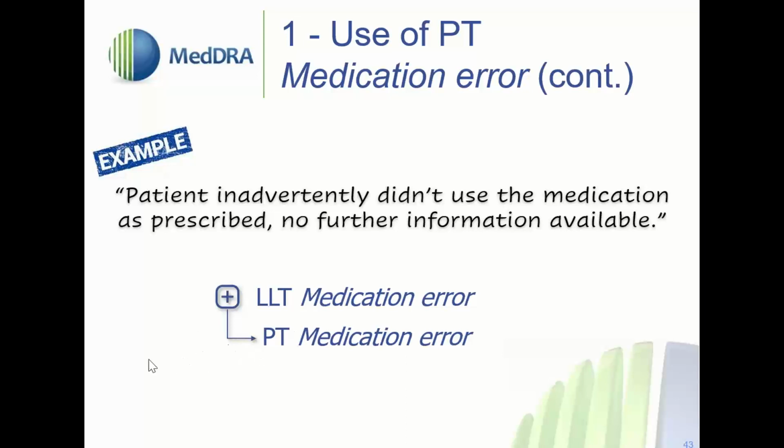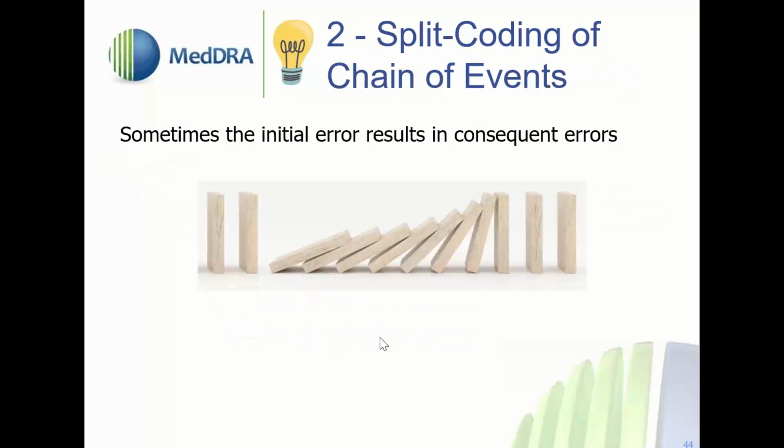So here is an example. If it is only reported that a patient inadvertently didn't use the medication as prescribed and no further information is available, then of course, medication error can be selected. And then you can see here, it goes to the PT of medication error.